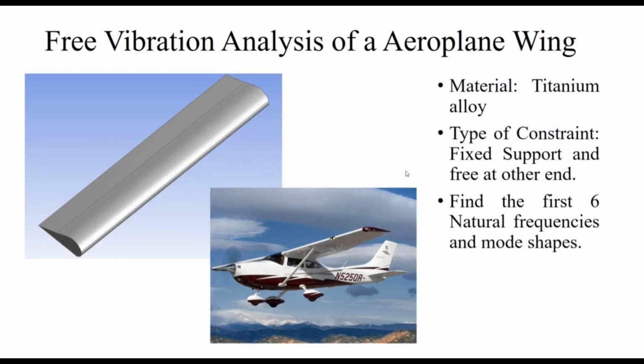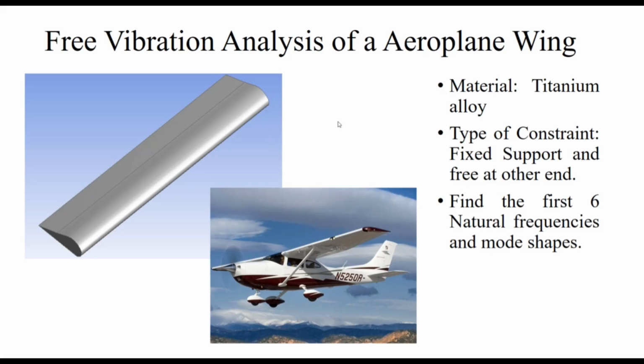In this particular problem, our aim is to find out the first 6 natural frequencies as well as the mode shapes for this aeroplane wing. See here, it is a simple Cessna aeroplane, and we are going to consider this particular wing. Coming to the boundary conditions, one end of this wing is attached to the cockpit or, say, fuselage of this small aeroplane, and the other end is going to be free.